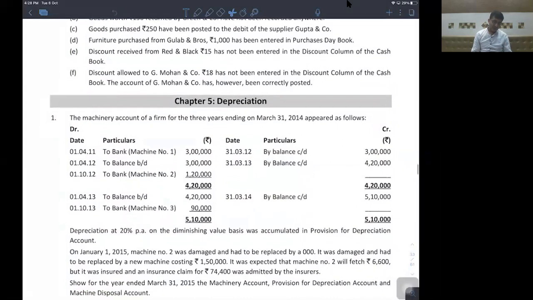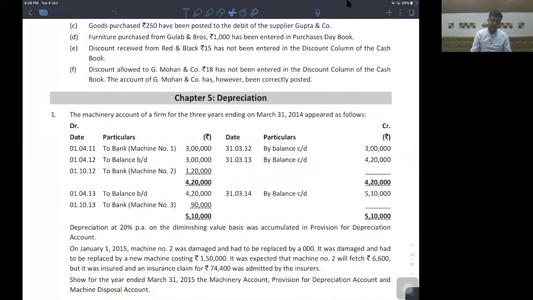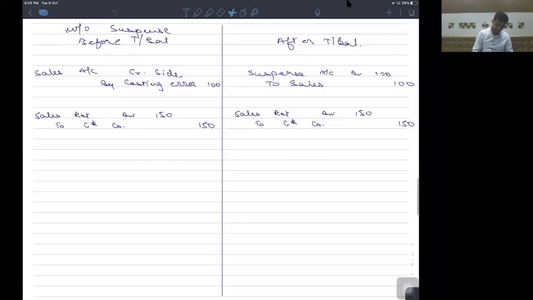Next one. Goods purchased 250 have been posted to the debit of supplier Gupta and Company. Purchases should have been credited, but you posted it to the debit. So Gupta and Company, credit side. What will you write? By wrong posting. How much will you write? 500. Why 500? 250 to cancel the wrong debit and 250 to give the correct credit.